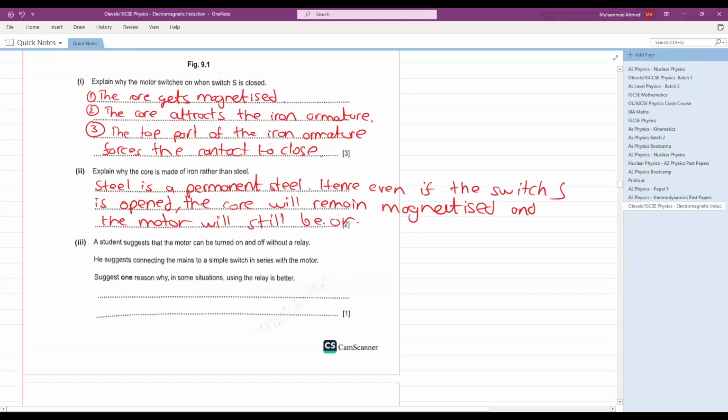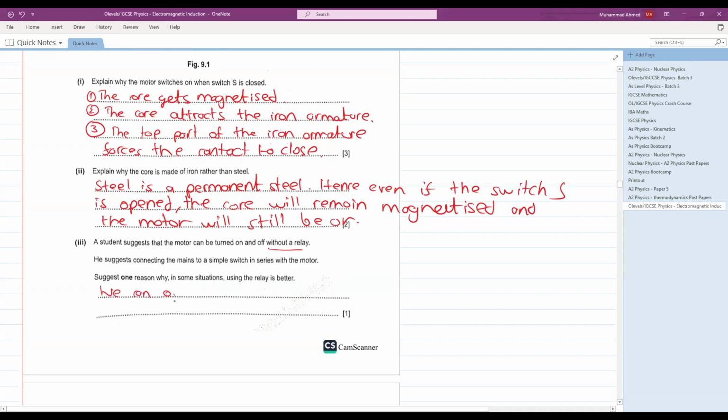Let's move on to part 3. A student suggests that the motor can be turned on and off without a relay. He suggests connecting the main supply to a simple switch in series with the motor. So he suggests removing the relay. Suggest why in some situations using the relay is better.